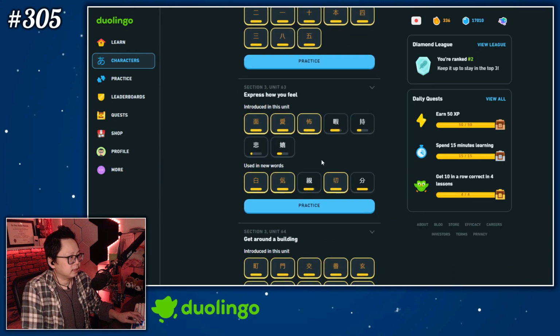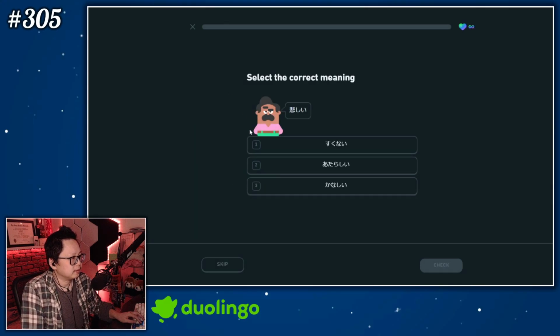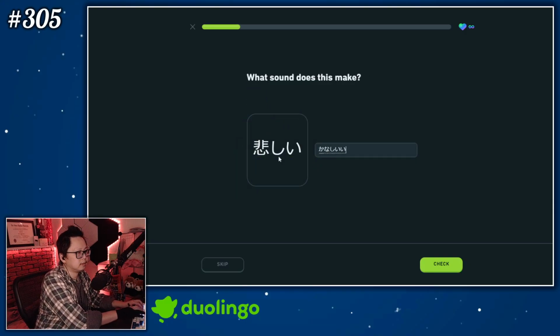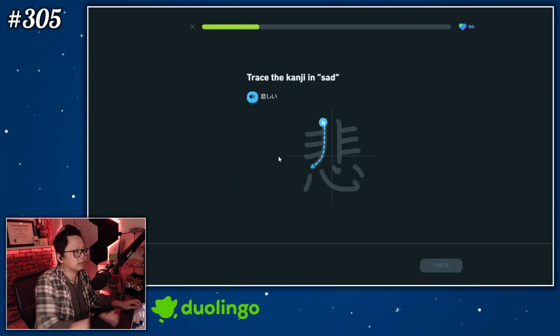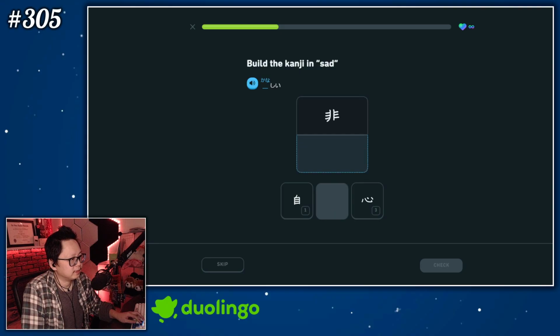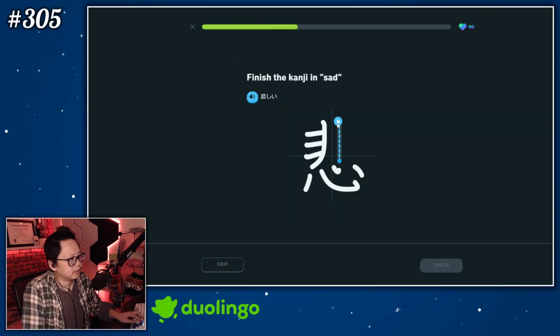Alright, so we gotta do this too. That's not too bad. Okay, 悲しい. That's a lot of... That was a little too much. Oh, hey, the stroke order was fine. I've got to check the stroke order on this.